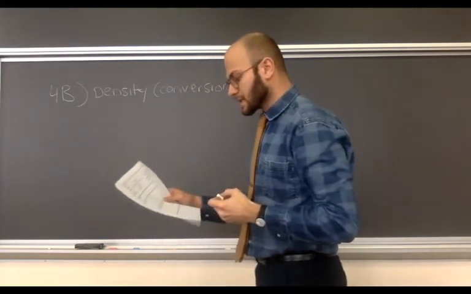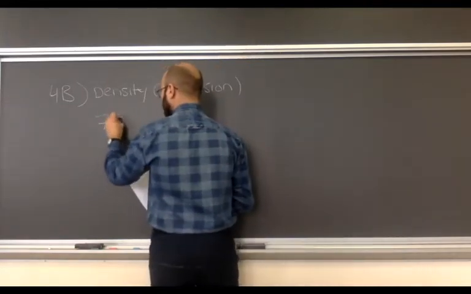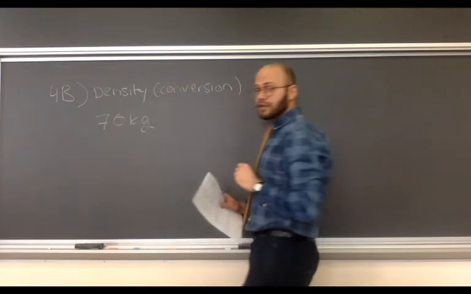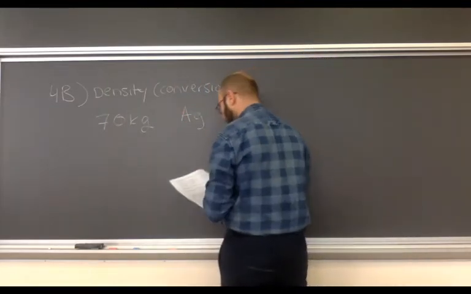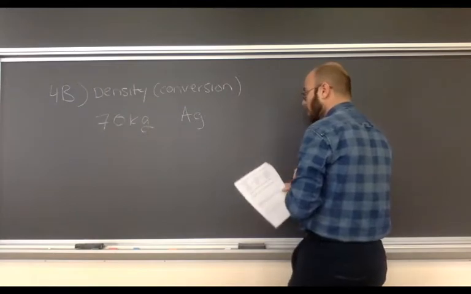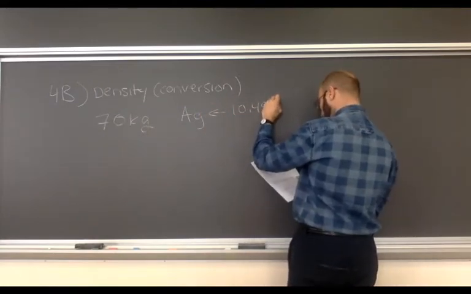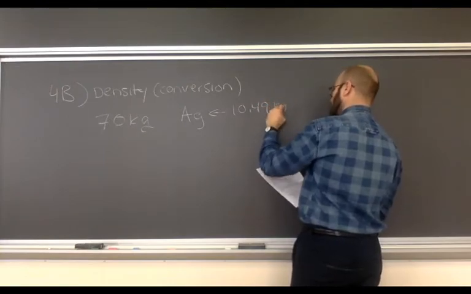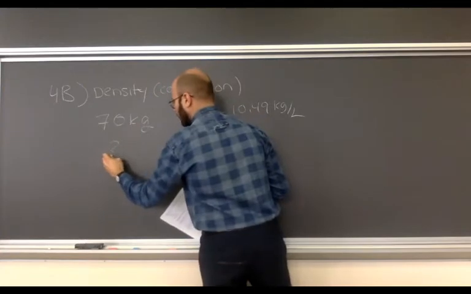The question asked, if I, myself, weigh 70 kilograms, and was made completely of silver, which again is Ag, that atomic symbol, with a density of 10.49 kilograms per liter, what is my volume?